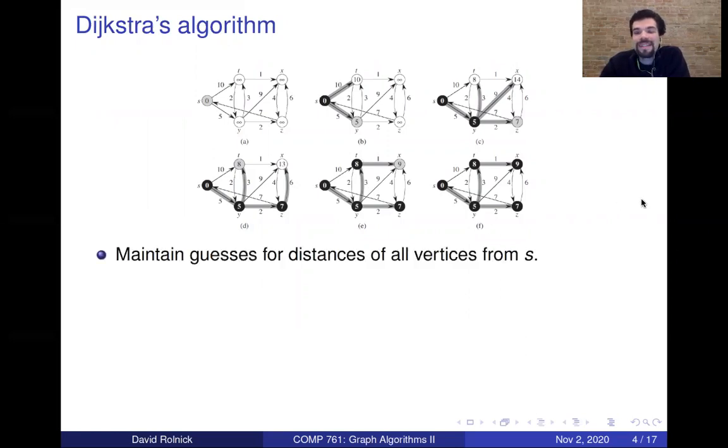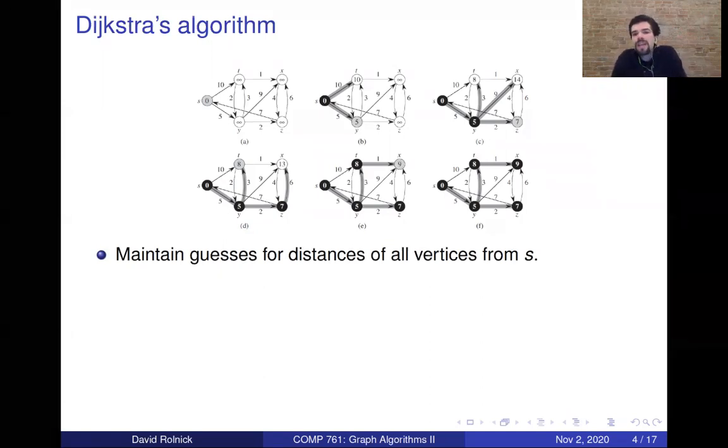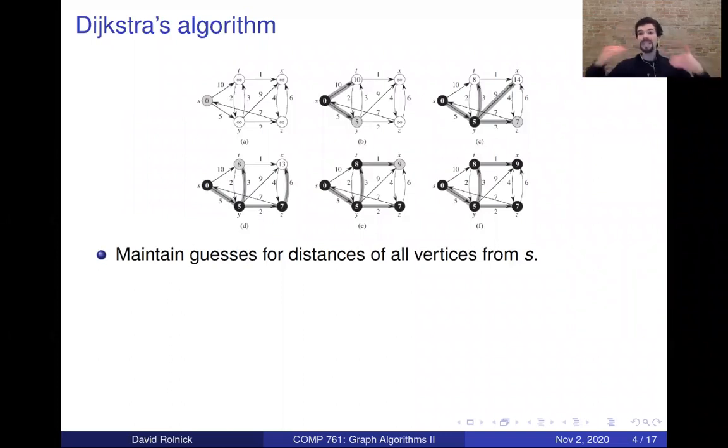So the algorithm, as we discussed it before, was we maintain guesses for, first of all, what's the point here? The point is we're trying to get the length of the shortest paths from a single source vertex, S, to all the other vertices in the graph. We know the distance to S itself is just zero. We want to work out the distances to all the other vertices in the graph. So we're going to maintain guesses for the distances of all the vertices, and we're going to continually update these guesses over the course of the algorithm.